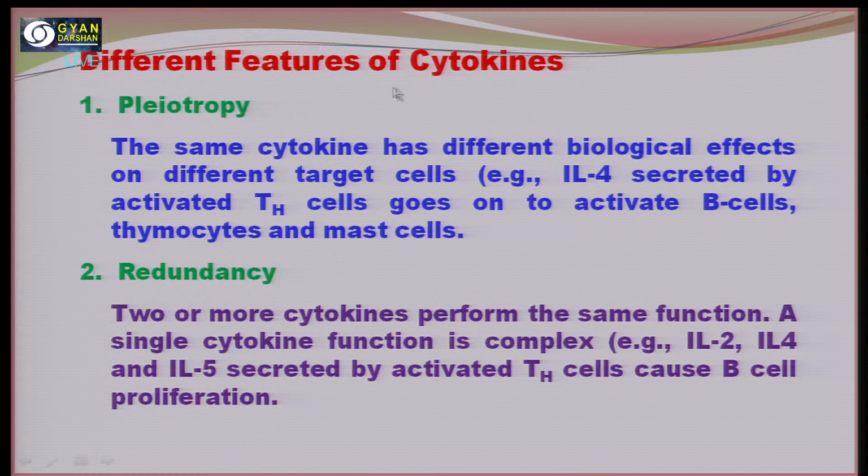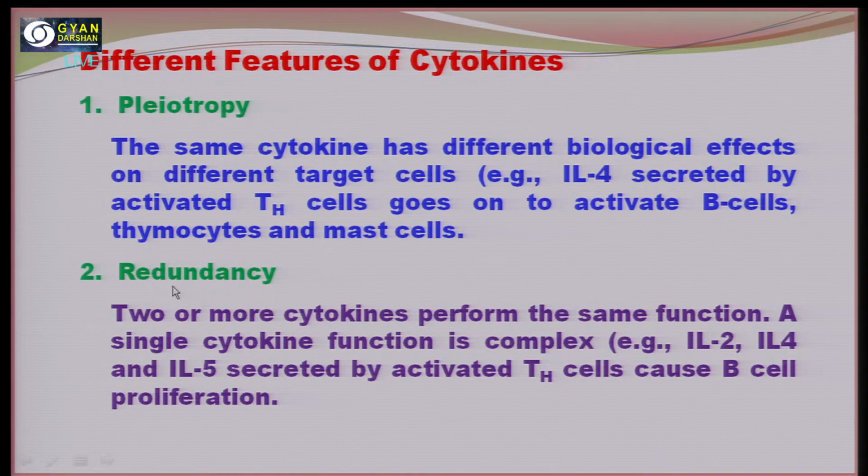Another thing I want to discuss in this slide is the different features of the cytokines. What are the features of cytokines? The first is pleiotropy. Some cytokines have different biological effects on different target cells, like IL-4 secreted by activated T helper cells, which acts on activated B cells, thymocytes and mast cells. So you can say it is the pleiotropy of the cytokines.